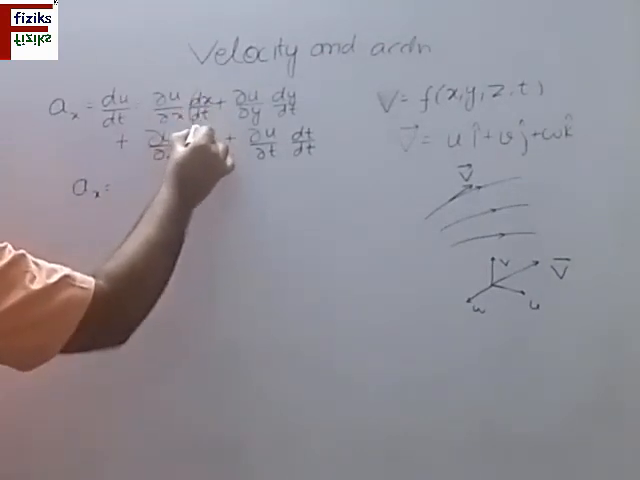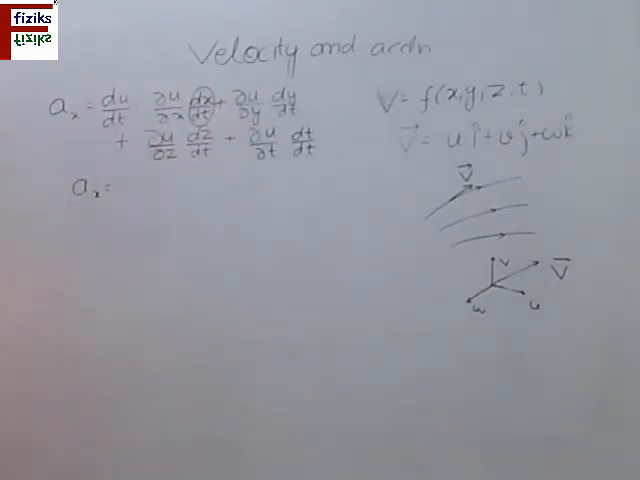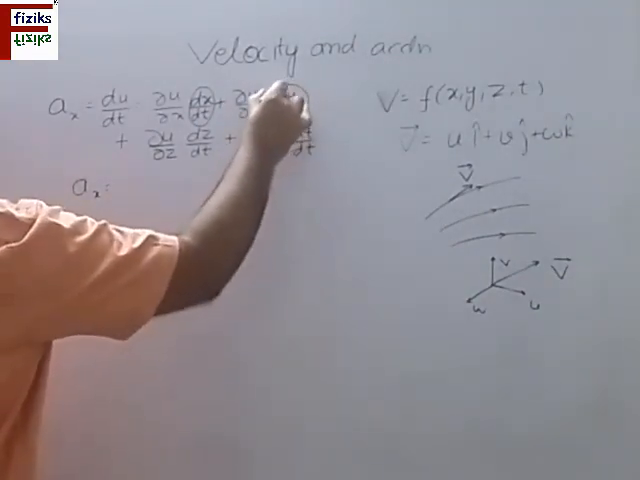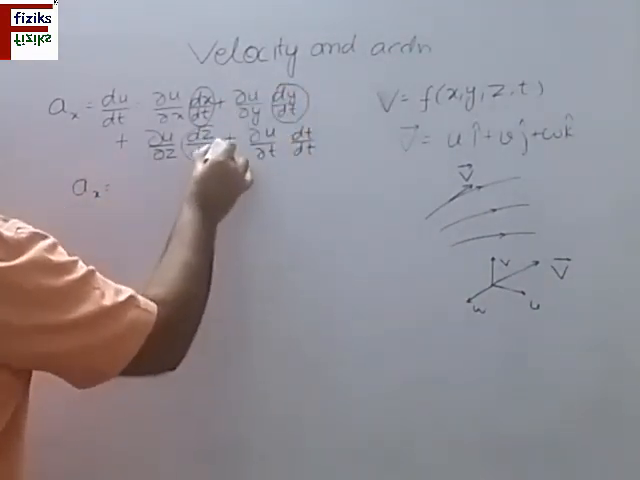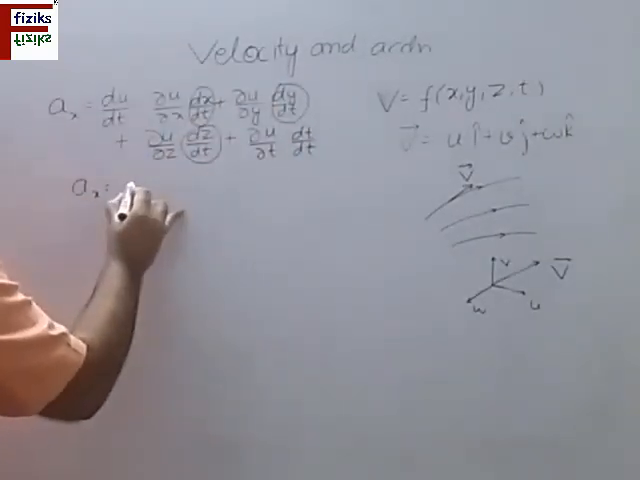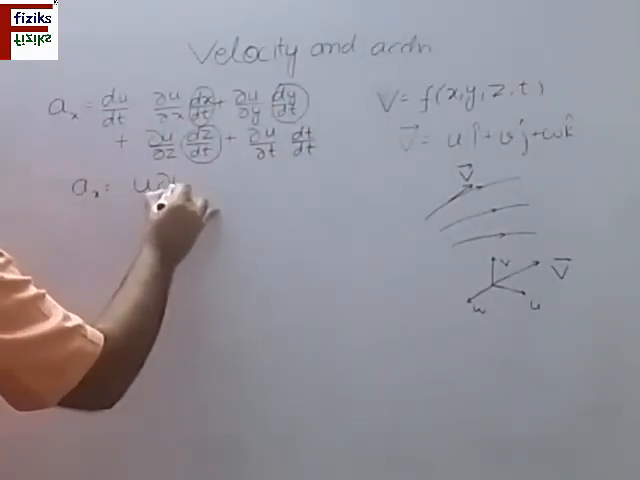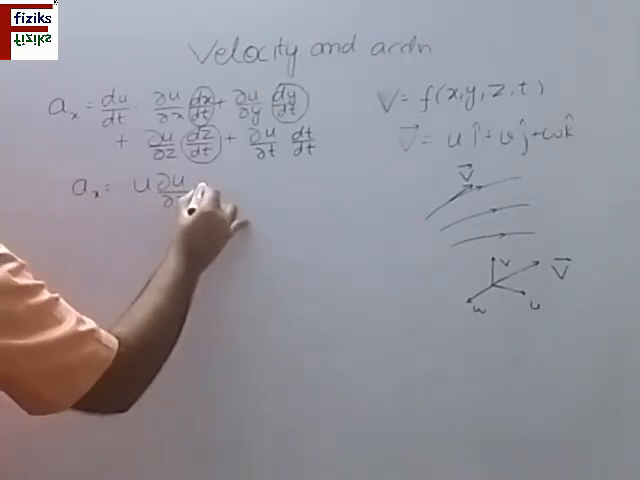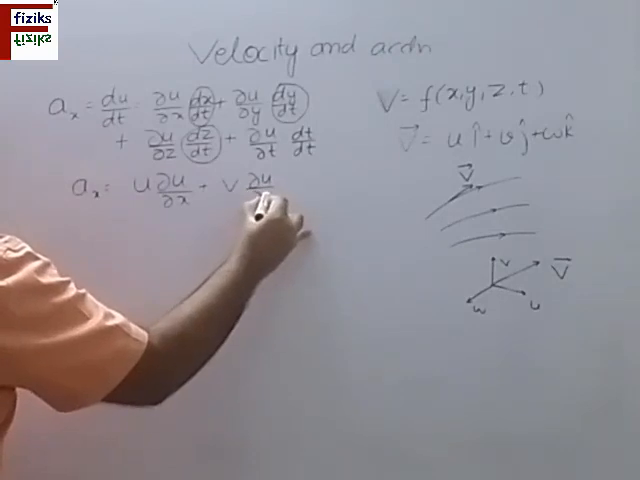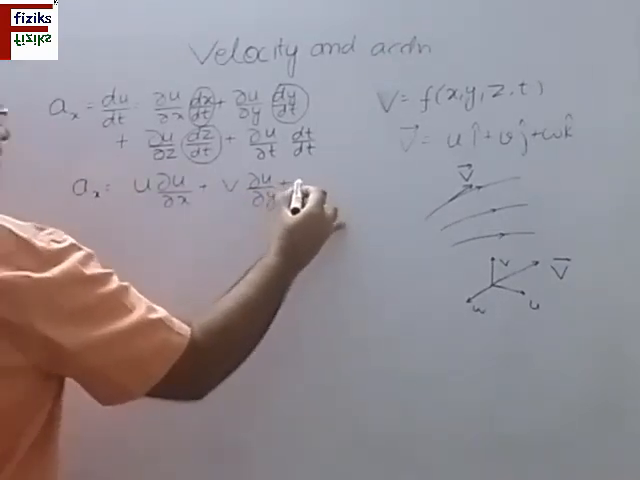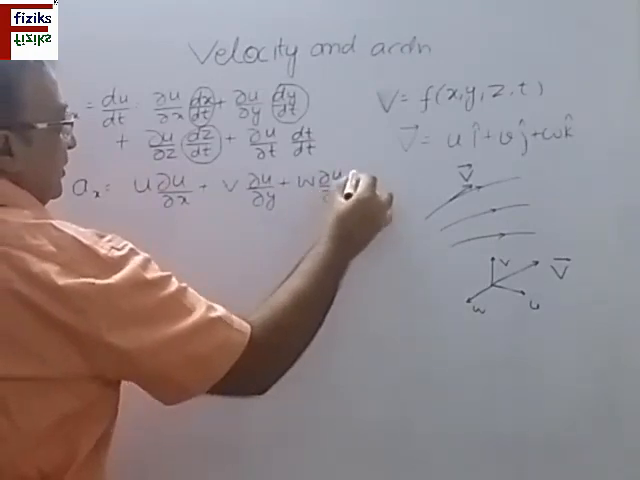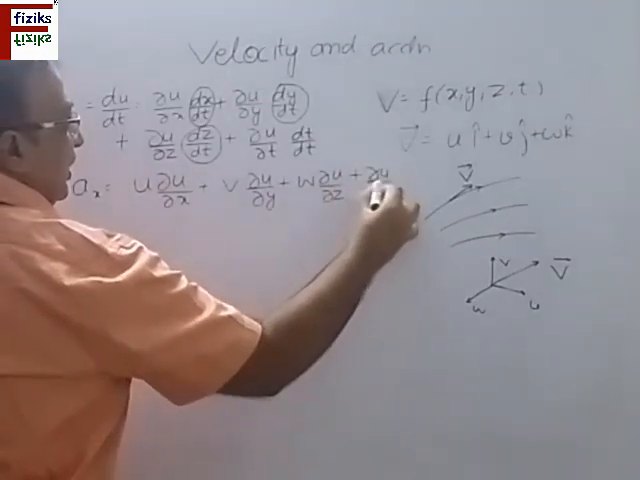Now what does this mean? This is velocity in x direction, this is velocity in y direction, this is velocity in z direction. So this is u, v and w. So this becomes u del u by del x plus v del u by del y plus w del u by del z plus del u by del t.